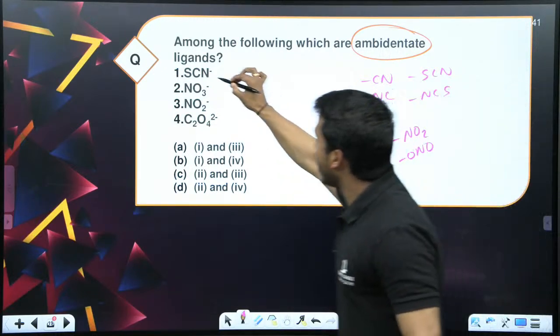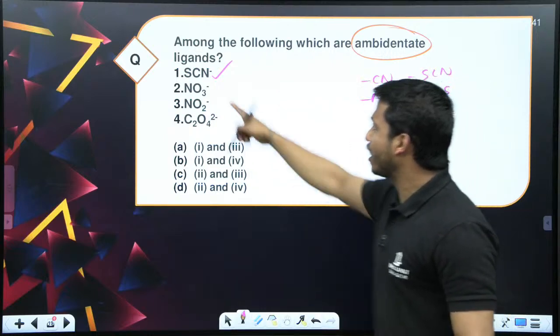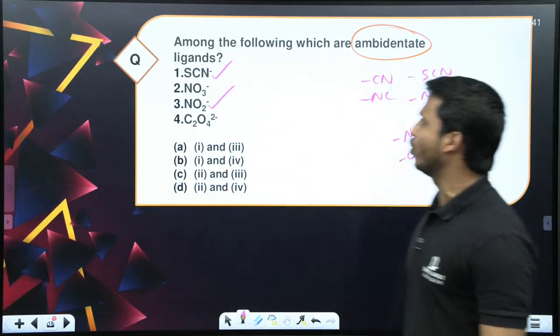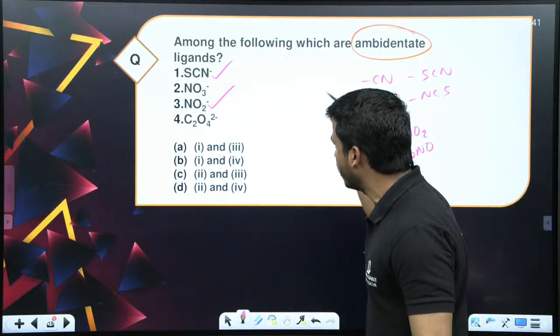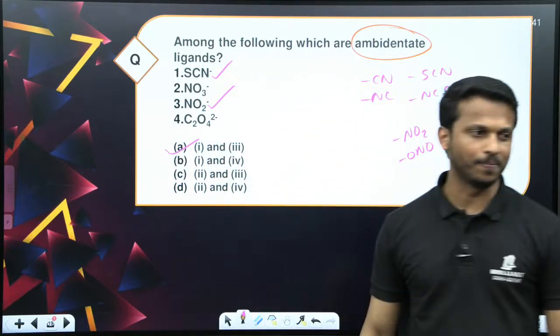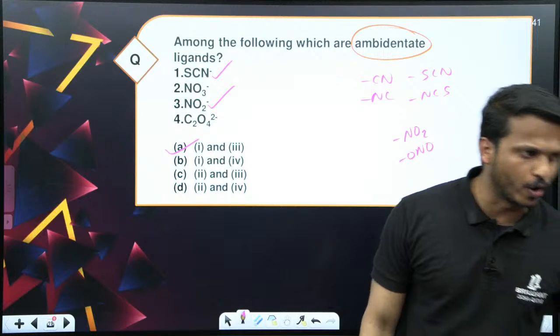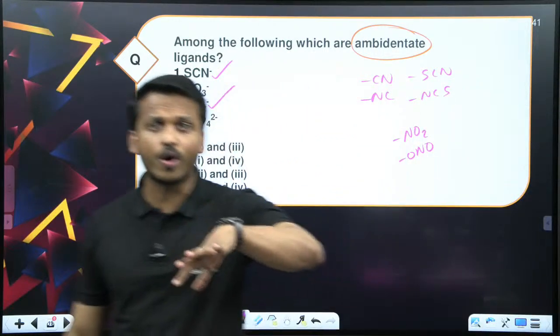Which one? Yes, thiocyanato. Nitrato is not there. NO2, yes. SCN minus and NO2. That is 1 and 3. Option A. Yeah, no problem. Don't make mistakes.